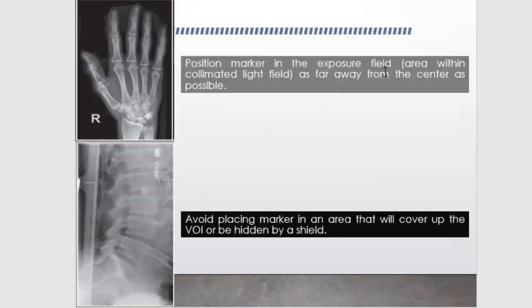Next one, placement of marker. M for marker. What do you mean by M? It is a marker, anatomical marker, and where to place it. There's a certain guideline given by the books where to put the marker.